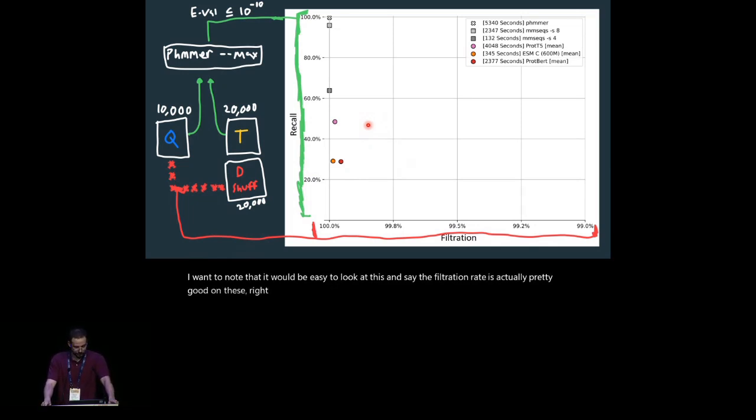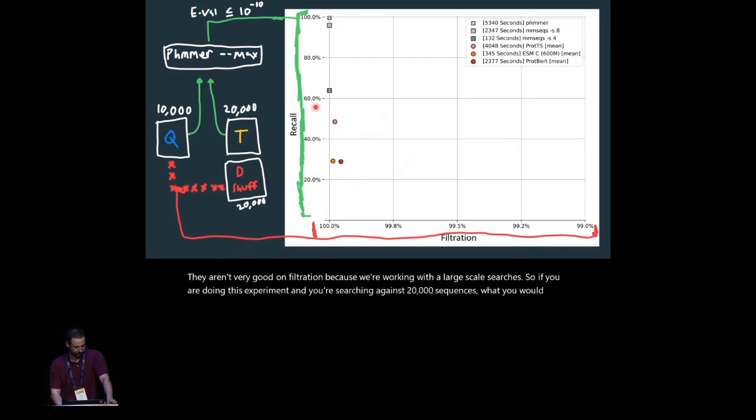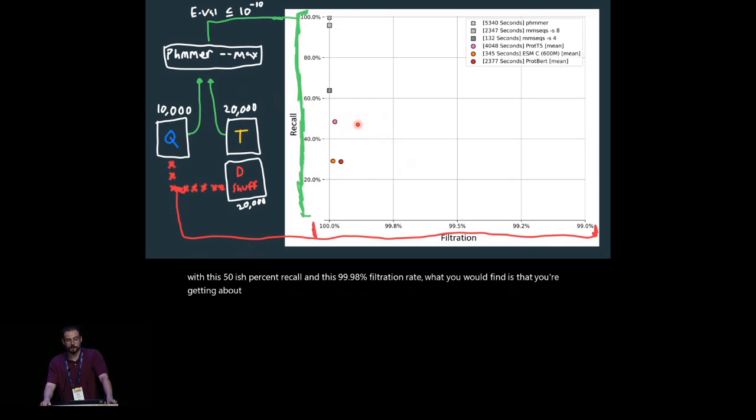Well, no, they aren't very good on filtration because we're working with large scale searches. So if you are doing this experiment and you're searching against 20,000 sequences, what you would find with this 50-ish% recall and this 99.98% filtration rate is that you're getting about 5 true positives and 5 false positives. And if you were to scale this search up to 100,000 sequences or 1 million or 100 million sequences, suddenly the false positives are going to far drown out your signal.